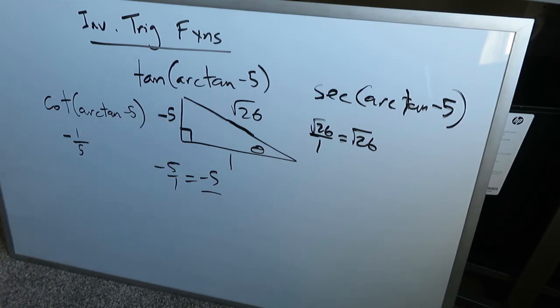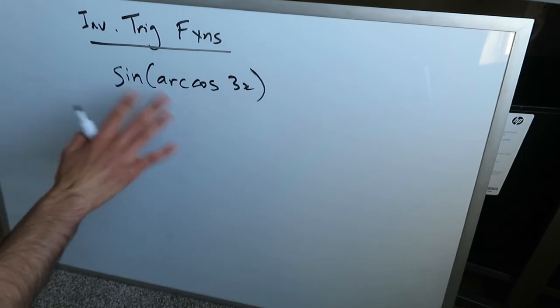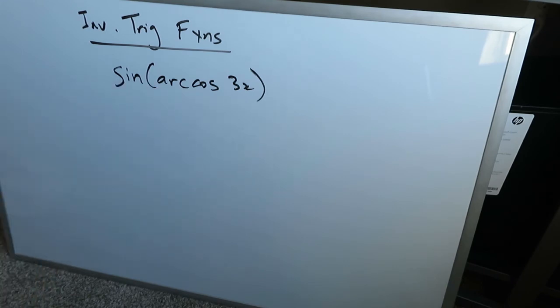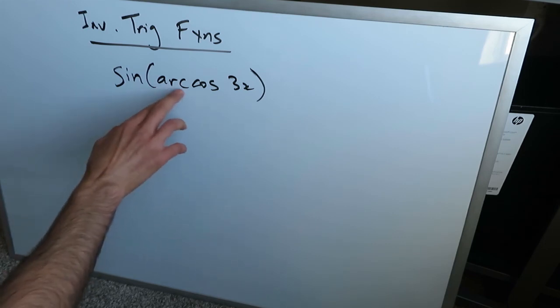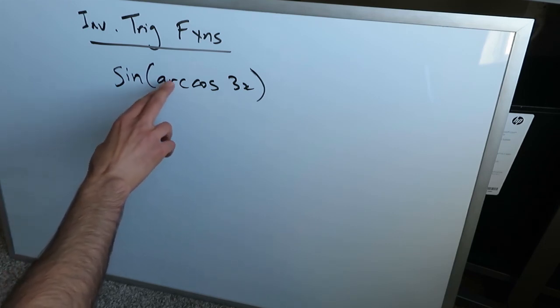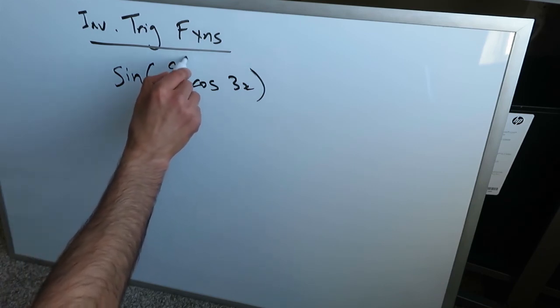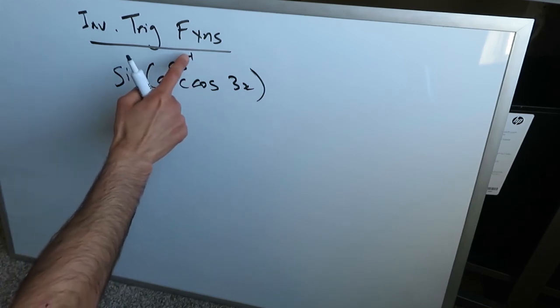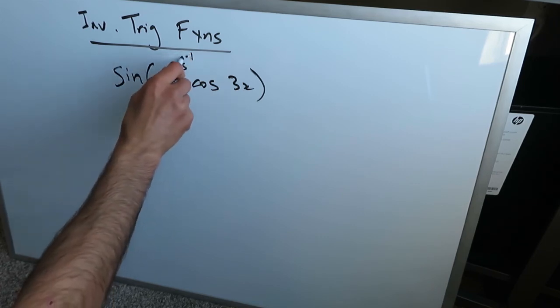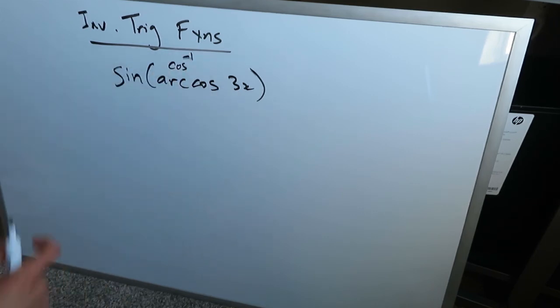I want to show you an example or two which will involve variables instead of just numbers. You have a question presented to you which looks like this. You have to find the sine value of arccosine 3x. Remember, arc over here implies inverse. It could be just cosine to the power of -1 of 3x, but this -1 here represents an inverse.